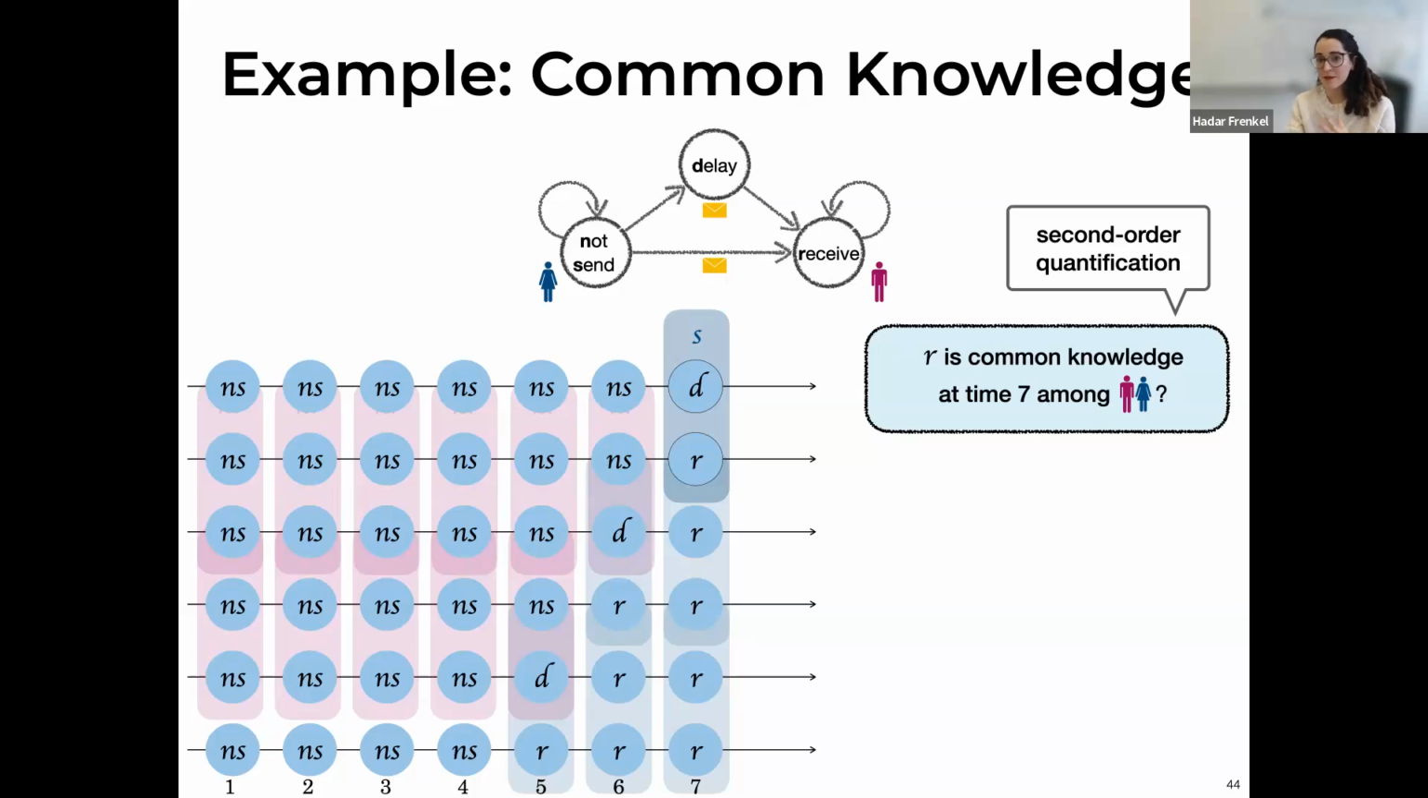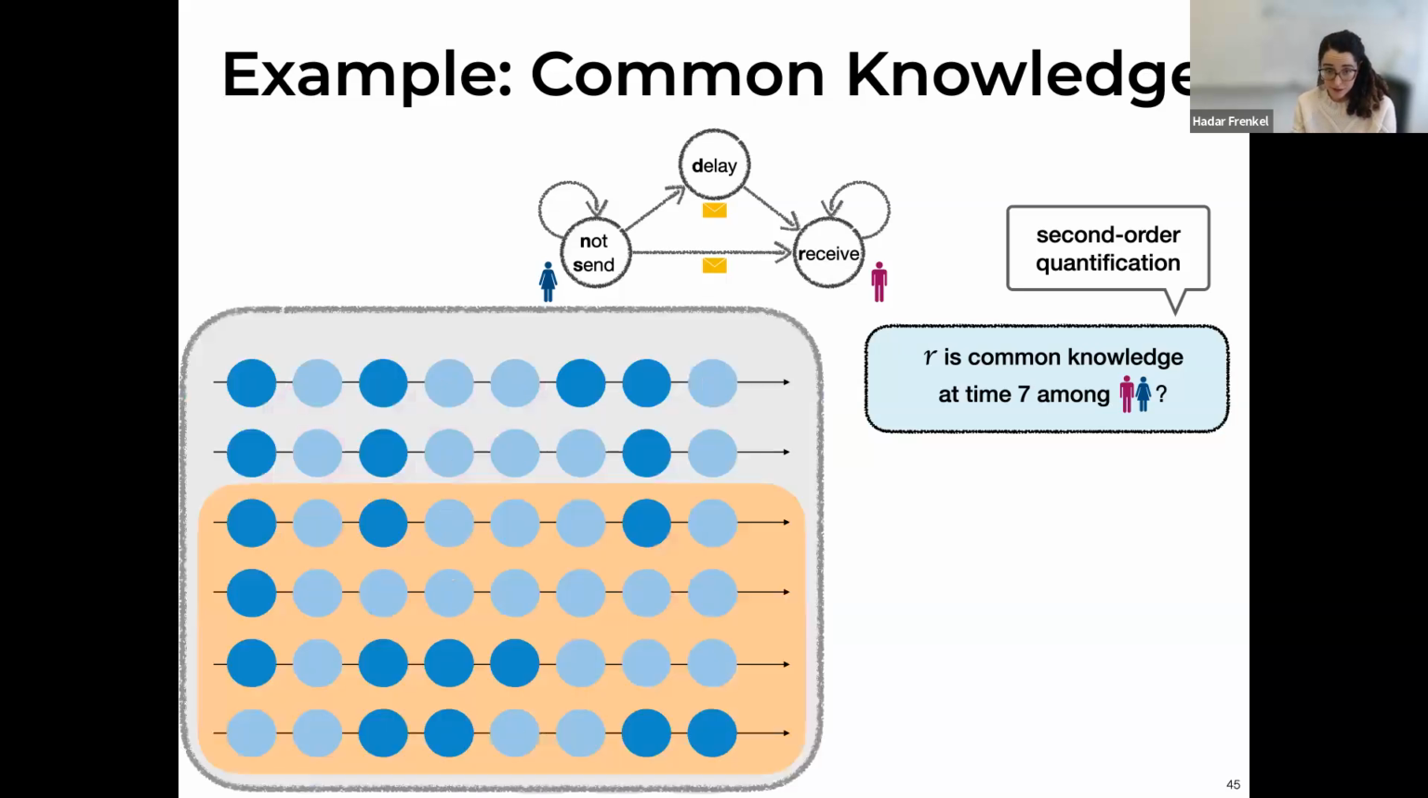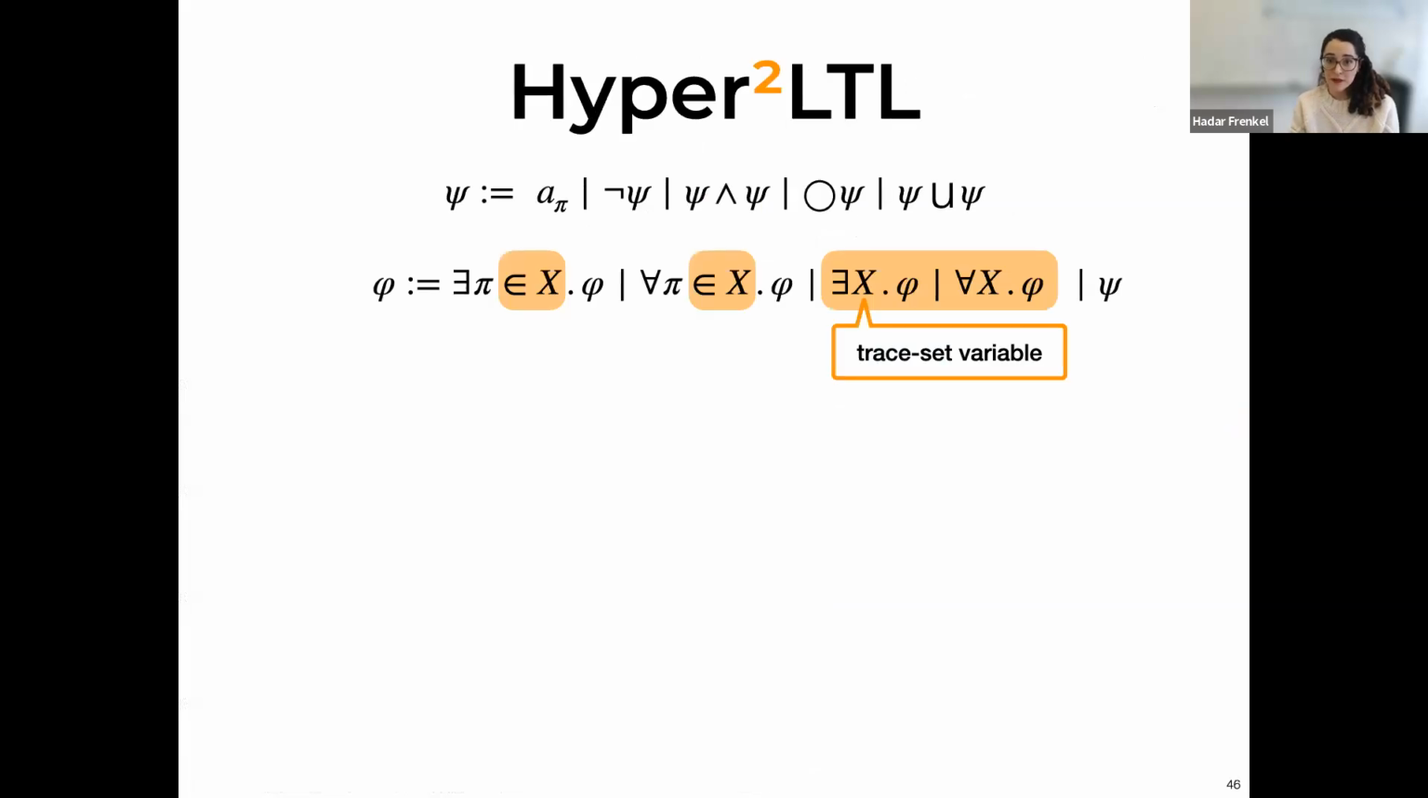And what is important to take away is that to express common knowledge and also other properties of interest, we have our whole set of executions of the system. And in this set, we have some subset, the indistinguishable traces, that we want to somehow capture and then ask questions about. In order to capture this set, we need second order quantification. So this is indeed what we do in HyperQPTL. We add second order quantification over sets of traces.